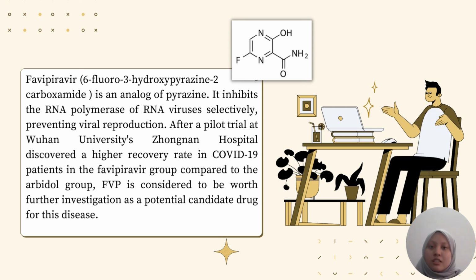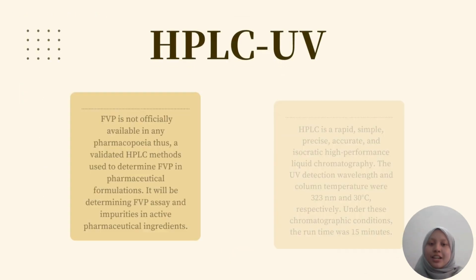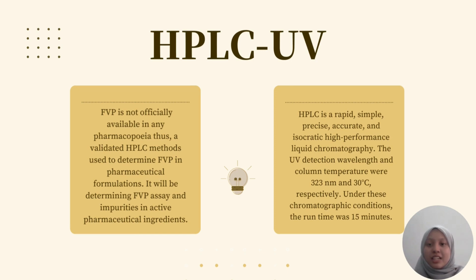After pilot trials in Wuhan, Zhongnan hospitals discovered higher recovery rates in COVID-19 patients in FVP groups compared to arbidol groups. From these trials, FVP was considered for further investigation as a potential candidate drug for this disease. FVP is not officially available in any pharmacopoeia. Thus, a validated HPLC method is developed to determine the FVP in pharmaceutical formulations.